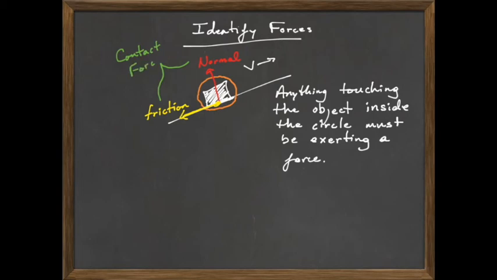Now, are there any forces that are not contacting the box, but would still be acting on the box? The answer is yes, there's also gravity. And remember, gravity is always straight down towards the center. So even though the incline is at an angle, gravity would still be straight down. Another way to think about it: gravity acts on anything with mass.